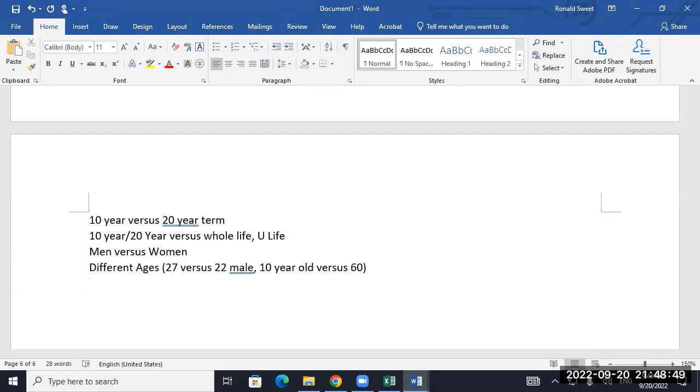What are you curious about? I don't know what age y'all are. I'm assuming you might all be 22, but I'm assuming none of y'all are 60. I'm assuming I'm the oldest person in here.